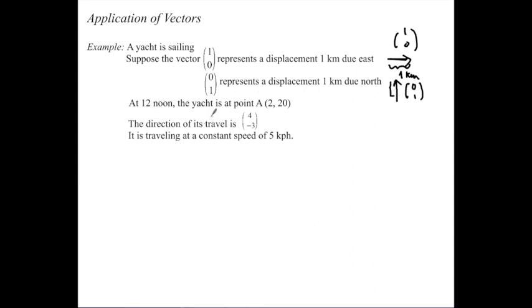So at 12 noon, we start with the yacht at point A (2, 20). Now this is a position on a grid where this represents x and y. If I were to write this as a vector, then I would write it as a column vector, and this would be its position vector from O, right? And O here, I think, being just a certain point of origin. At this stage, they're not explaining where it is, but there's always a reference point.